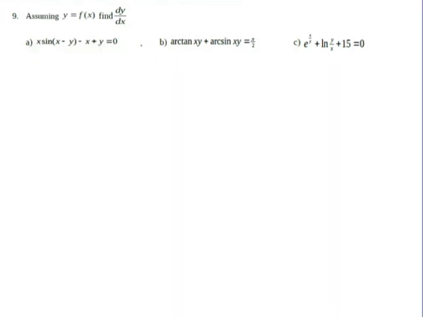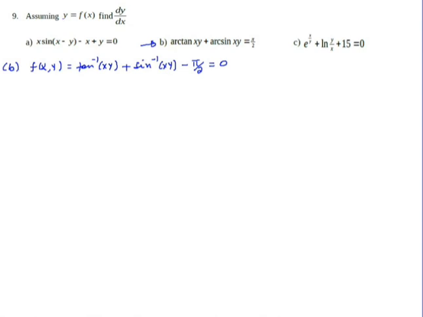Okay, we come to part b. Again in part b we use implicit differentiation. So our f of x, y becomes arctan of xy, or tan inverse of xy, plus arcsine of xy, which in other notation is sin inverse of xy, minus pi over 2. This is f of x, y, and this is equal to 0.